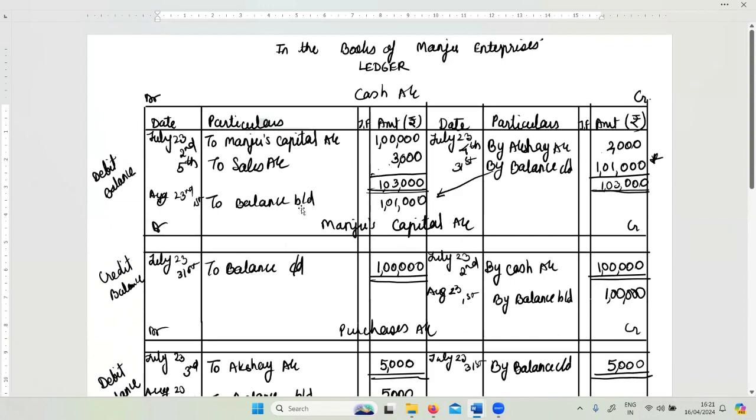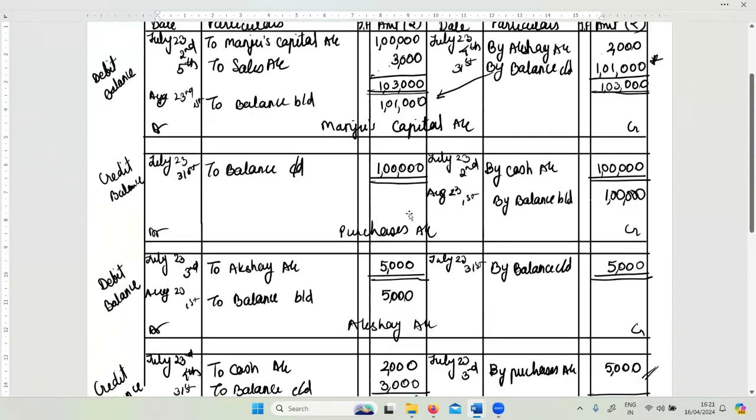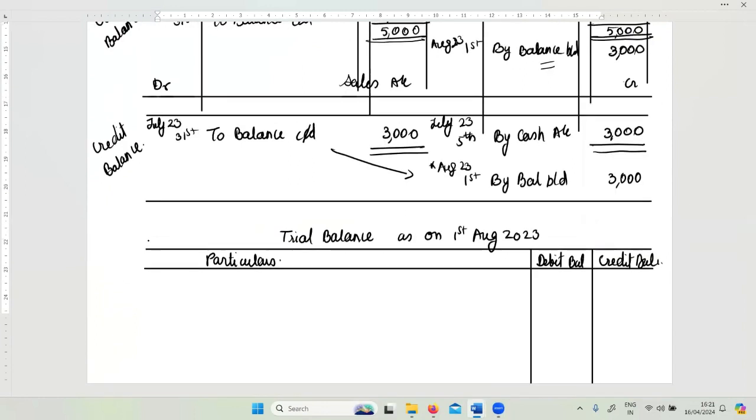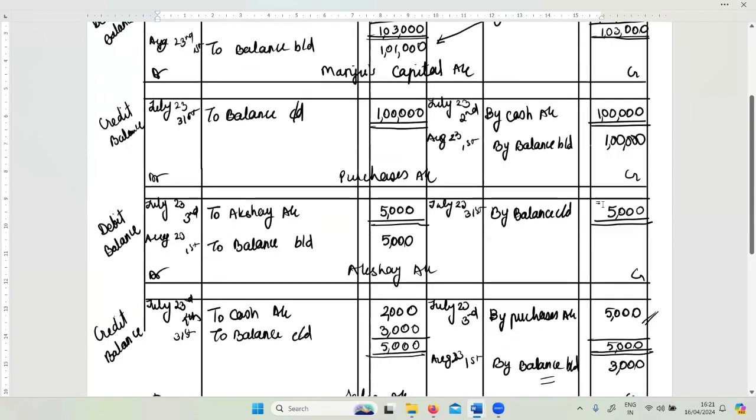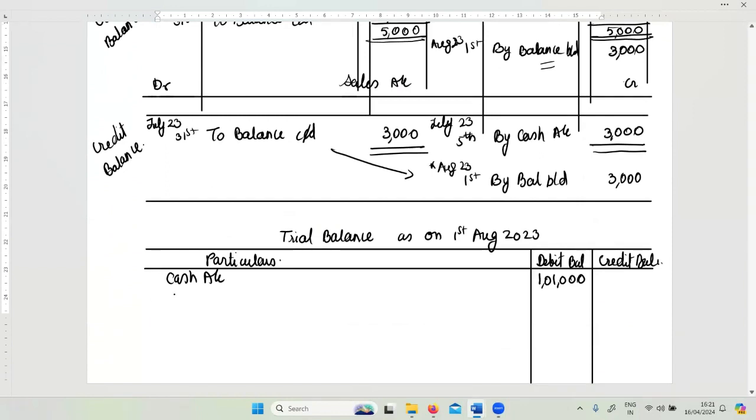Cash account, if you see, had a debit balance of 1,01,000. So I go to the trial balance and write here cash account. I will just list out all the accounts. Cash account has a debit balance, so I write here on the debit side 1,01,000. Fine. The second balance was a credit balance of Manju's capital account. And what was the balance? It was 1 lakh. See here, balance brought down 1 lakh. So on the credit side, I'm going to write Manju's capital account, credit side 1 lakh. Got it?